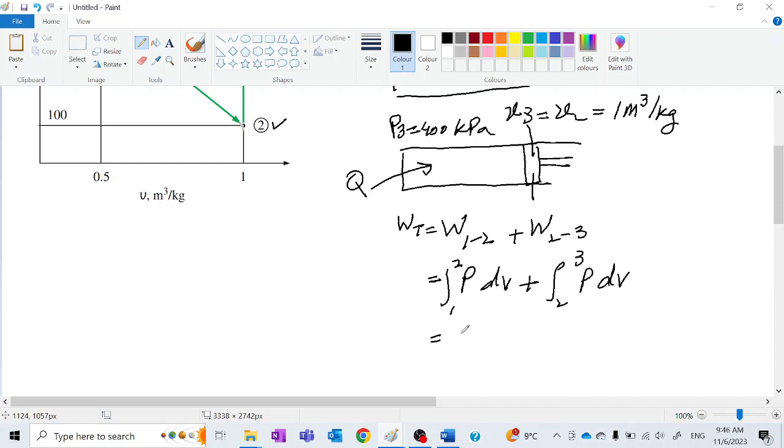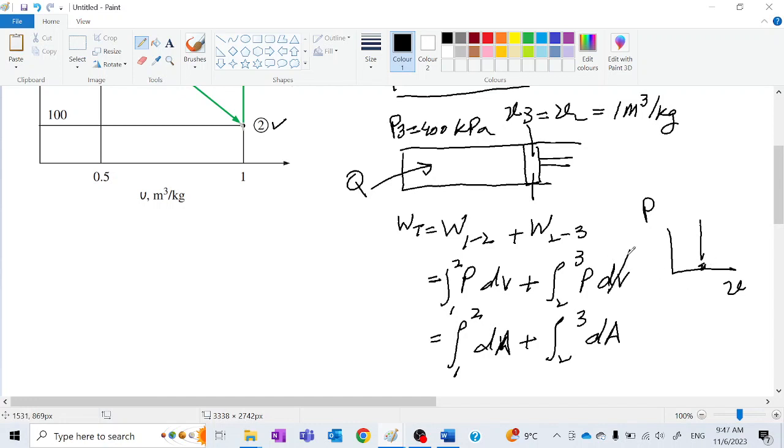Another way is an easy way. If we know the area under the curve, we can still find the total boundary work done for the same case. So this is area. As we can see, there are two processes: 1 to 2, in which pressure and volume are changing, and process 2 to 3, which is a constant volume process. This is a constant volume process on the pressure-volume curve. We can see there is no area under this curve. So when there is no change in volume, work done is also 0.